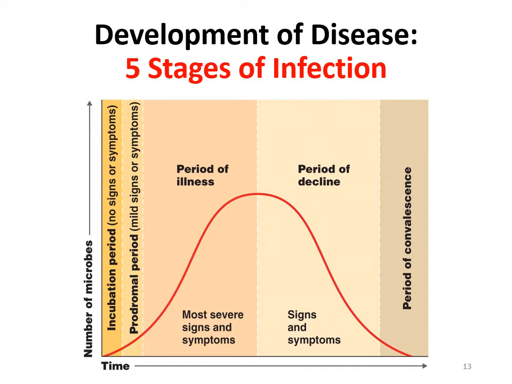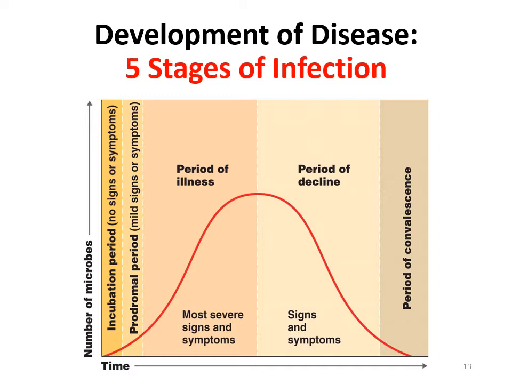So for instance, when we look at this graph, over here, when we see number of microbes, you can write severity, okay? So this axis represents the severity of your symptoms and of that infection, okay? So the higher we are, the worse the symptoms and infection will be at that point.